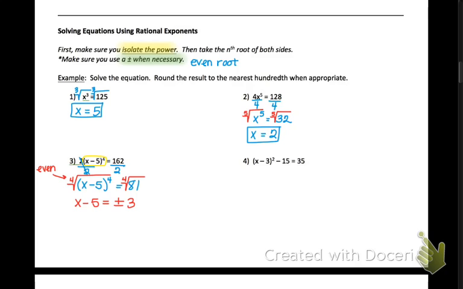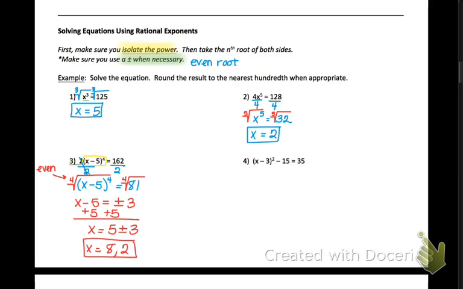Now from here, we still need to keep going, because we need to get x by itself. And so what we'll do is add 5 to both sides. That gives us that x is equal to positive 5 plus or minus 3. Now, those are both whole numbers, like terms, so we can go ahead and combine those. 5 plus 3 would be 8, and 5 minus 3 would be 2. So those would be our two possible solutions.